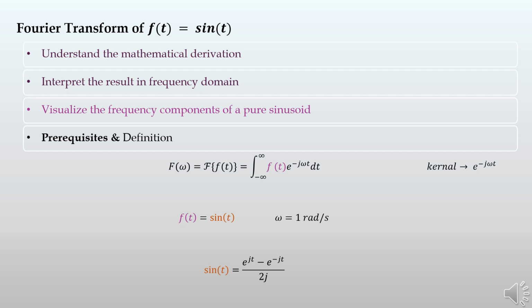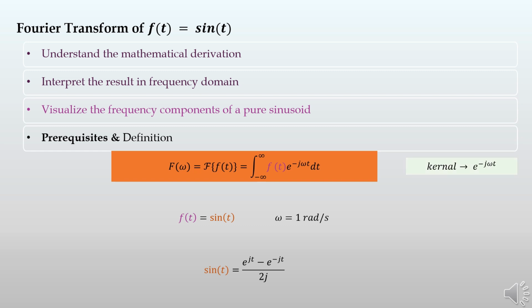The Fourier transform is defined as F(ω) equals the integral from negative infinity to infinity of f(t) times e to the negative jωt dt. This complex exponential kernel allows us to transform from the time domain to the frequency domain. The specific function in this tutorial is f(t) = sin(t), a pure sinusoid with frequency 1 radian per second. Euler's formula, representing sine in terms of exponentials, will be crucial in this derivation, as it lets us work with exponentials instead of trigonometric functions.